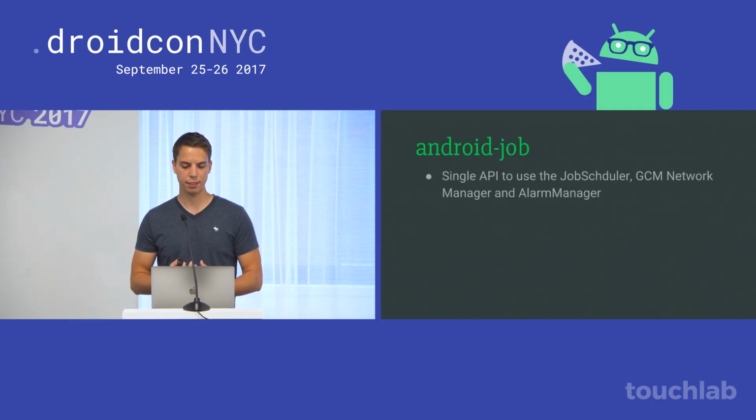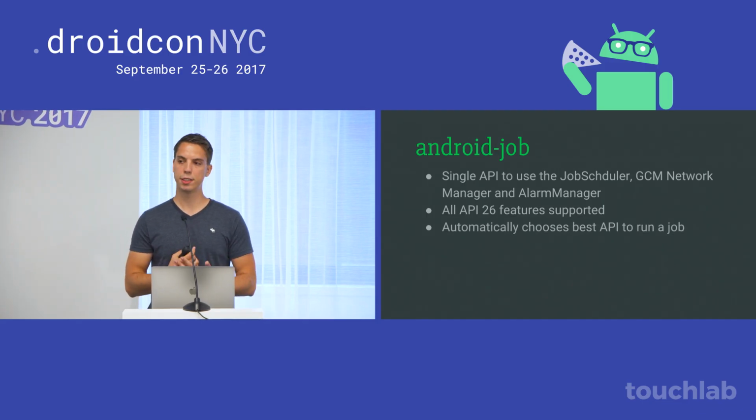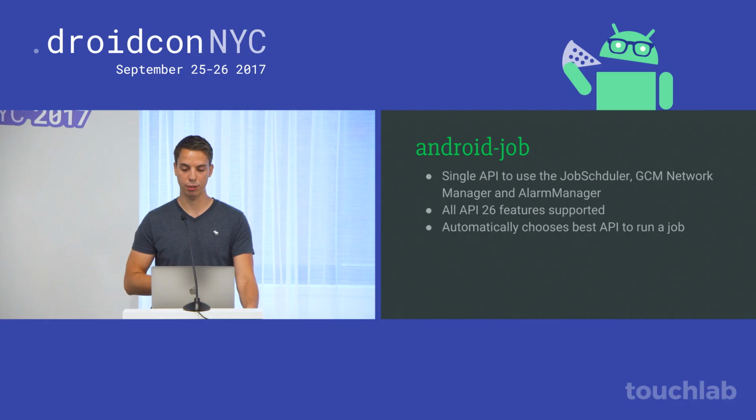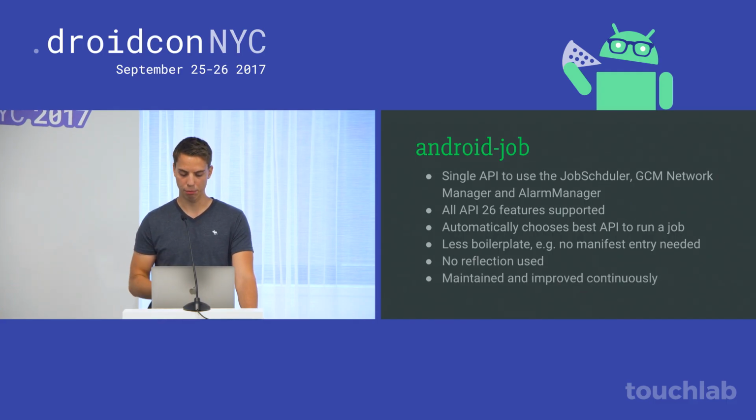So it provides a single API for all the existing APIs which are introduced, so for the job scheduler, the GCM Network Manager, and Alarm Manager. It supports all the features from Android O, and all of them were backported. And it automatically chooses the best API for your job. So you just define the requirements, and then we decide what's the best API for that kind of job. In the end, this means for you that you have to write less boilerplate code, and you just implement your job, and you're done. And of course, there are more benefits than that.